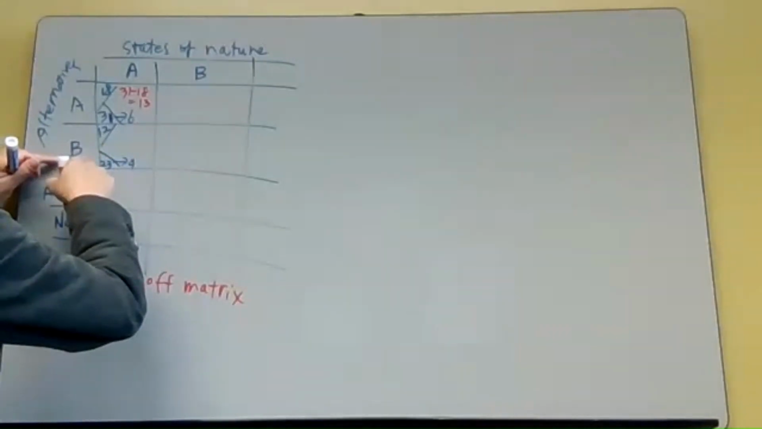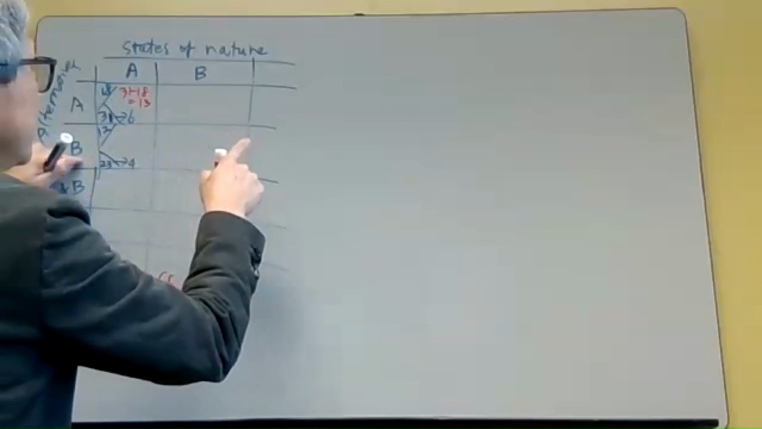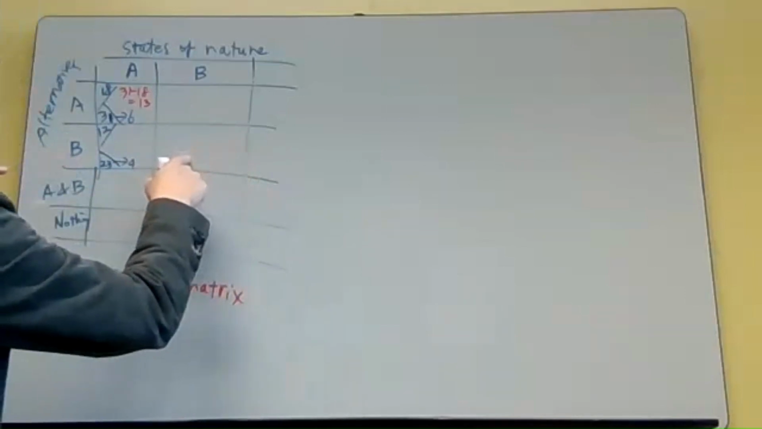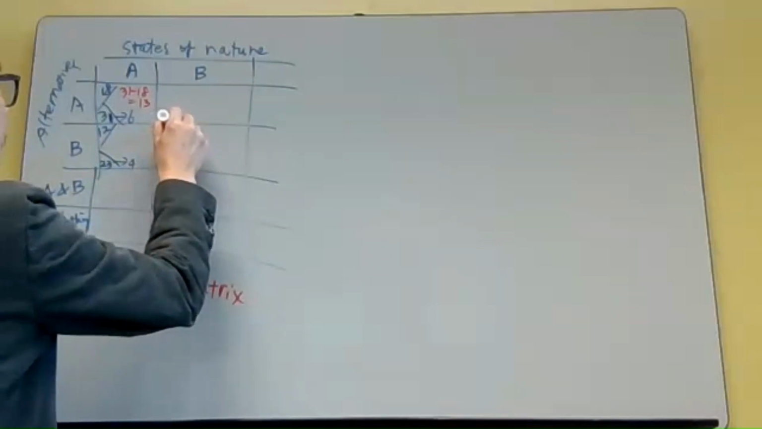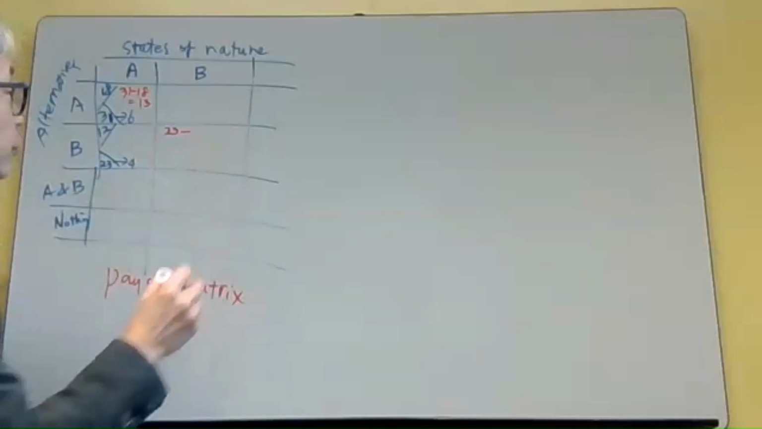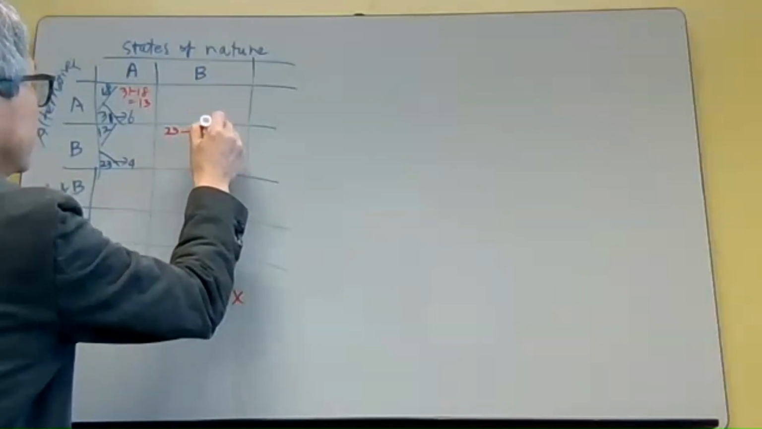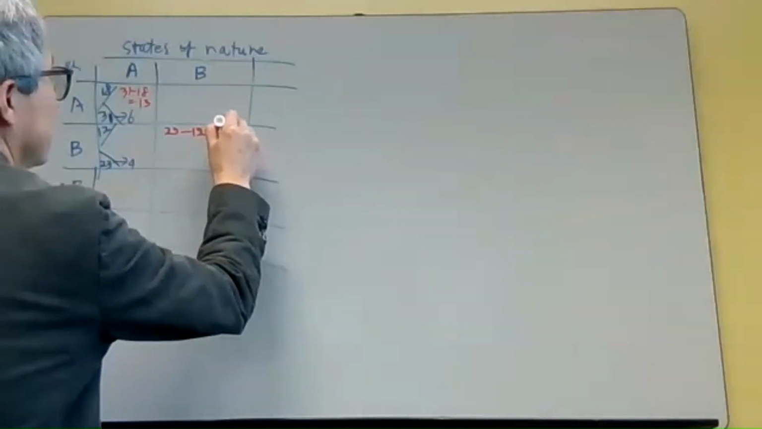You buy parcel B, then the airport is built in location B, then the value of the parcel will go up to 23. Then you paid $12 million to buy it. So the payoff will be $11 million.